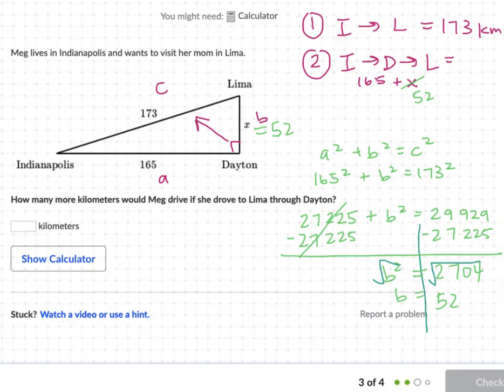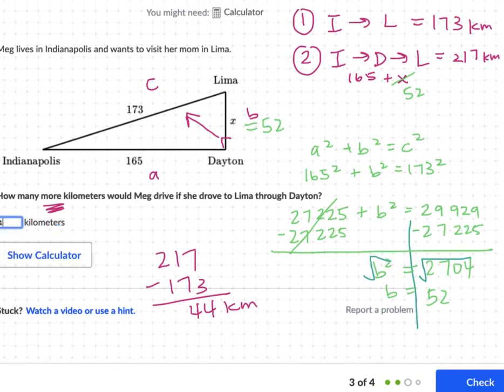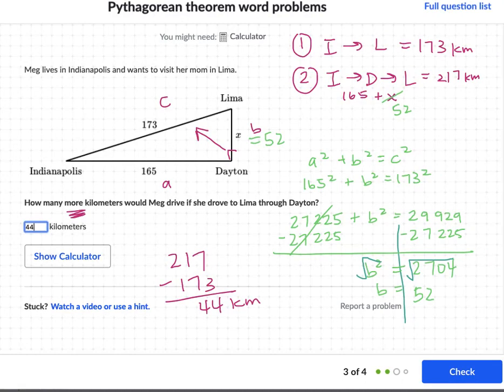Indianapolis to Dayton is 165 kilometers. Add that to 52 kilometers to get to Lima, and we have 217 kilometers. So how many more kilometers will Meg drive? That means you have to subtract, and you get 44 kilometers more. It's going to take her an extra 44 kilometers if she makes a detour and visits Dayton first.